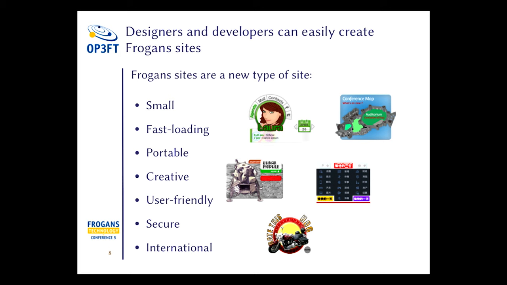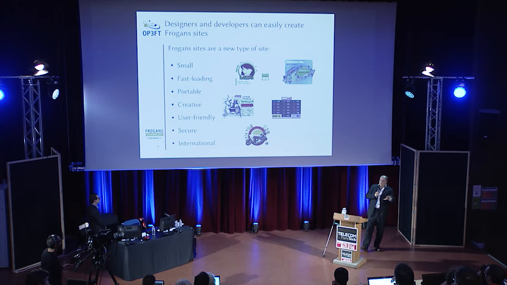Fourth point, creativity. And we'll have a tutorial on that. So I'll skip this very quickly. But on these prototypes, you can see that Frogans sites do not look like what you've seen so far. The shape of these sites is not dictated by the designer of the browser. You're the one who decides on the shape of your site. Here you have square sites, round-shaped sites. The Frogans technology gives you the key for both the shape and the transparency effect, which is not available in any other technology.